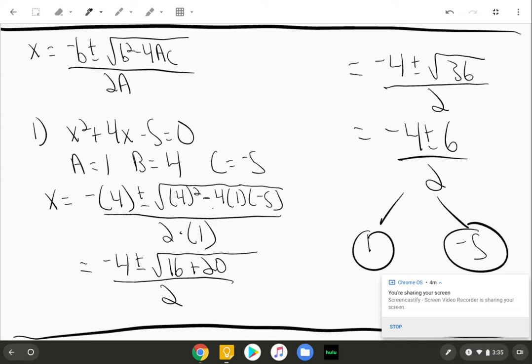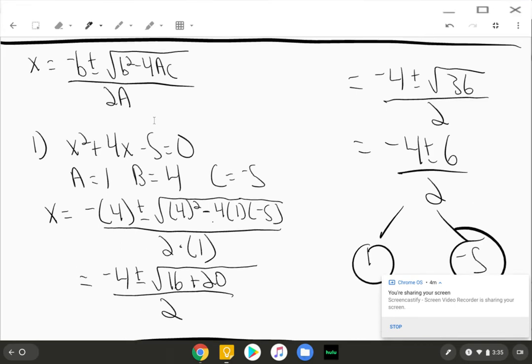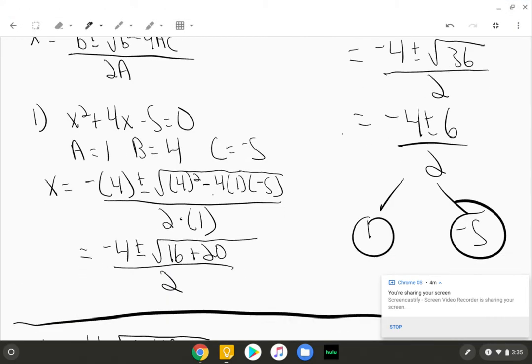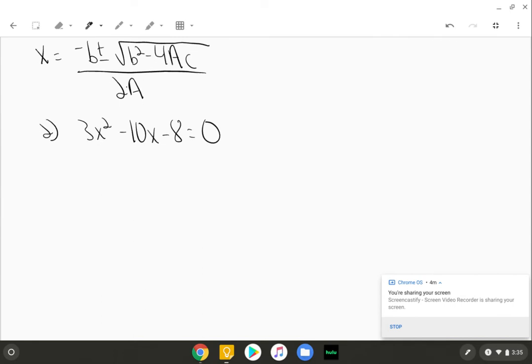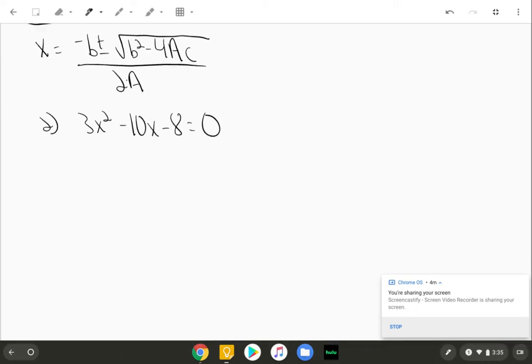Let's move along to number 2. So number 2 is 3x squared minus 10x minus 8 equals 0. All right, so in this case, A again goes with the x squared term, so A is going to be 3. Okay, B, the coefficient of the x term, B is going to be negative 10. And C, the constant term, that's going to be negative 8.